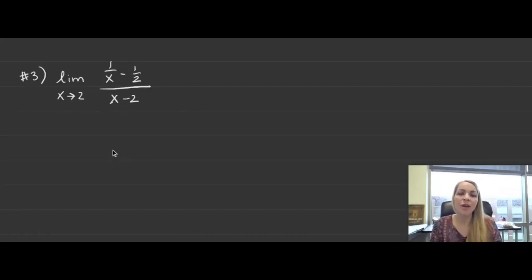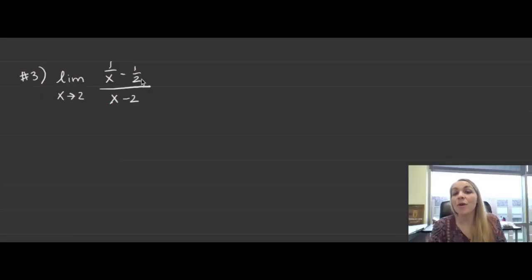So what I'm going to do is multiply by what I like to call a fancy number 1. I'm going to multiply the numerator by 2x and the denominator by 2x. And I can do this because 2x over 2x is 1, and multiplying anything by 1 doesn't change the quantity. Why am I multiplying by 2x? Well, that's the least common denominator of x and 2, and so that's why I chose 2x. So let's simplify this.